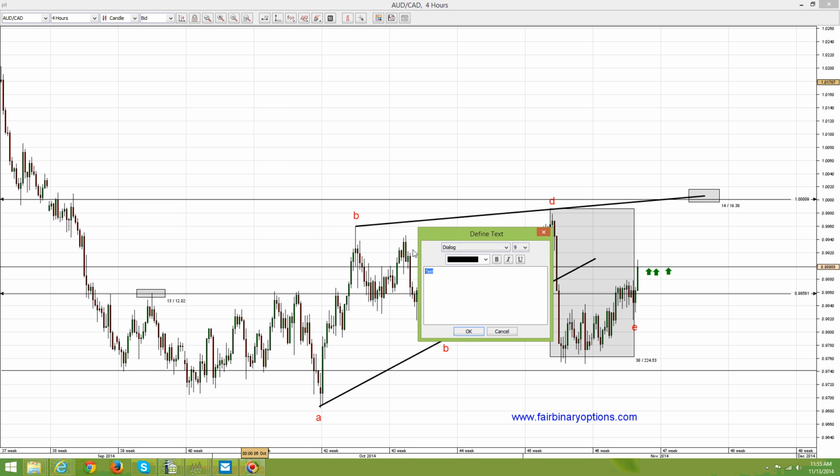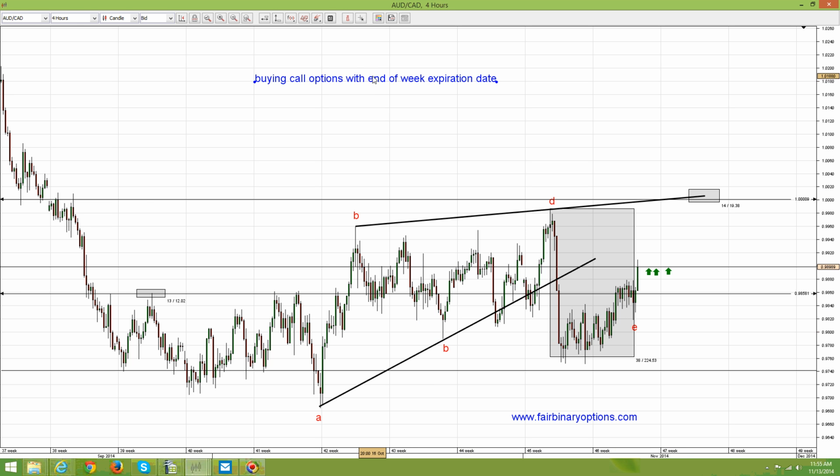buying call options with end of week expiration date. Now, end of week expiration doesn't mean that we actually wait for 1 week for the option to expire in the money, but we merely wait for 2 days, as this is Thursday, and tomorrow, by the time the US equity markets are closing, the option is going to expire, and most likely is going to expire in the money. So buying call options with end of week expiration date for the pair.